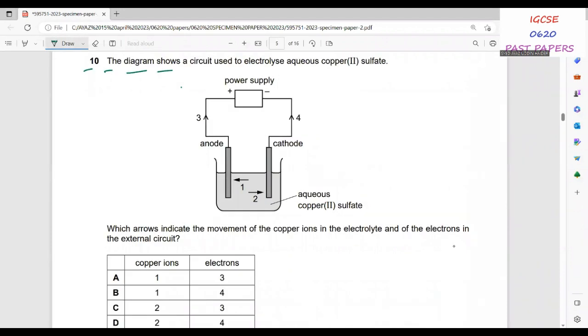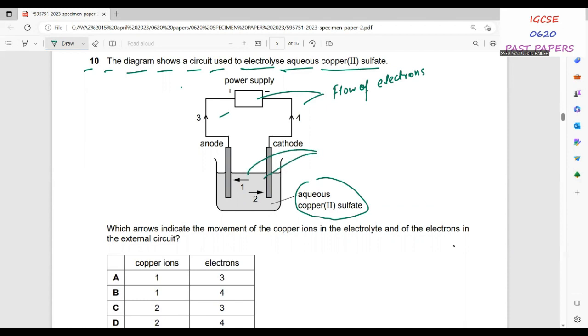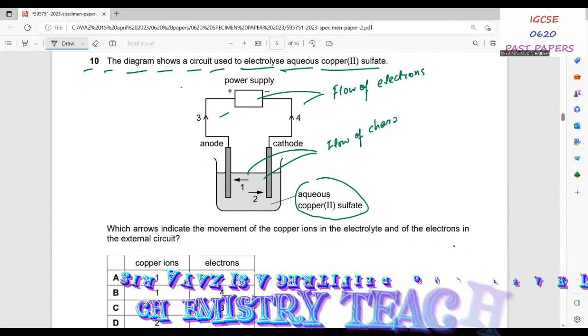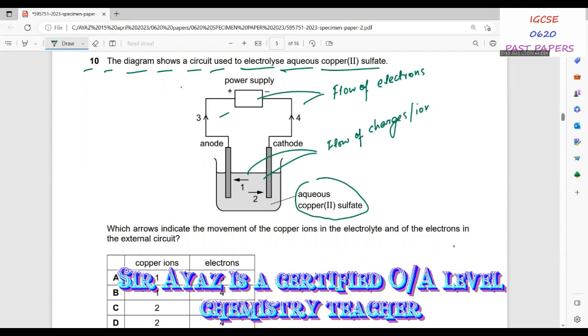Number 10, the diagram shows a circuit used to electrolyze aqueous copper sulfate. This is the electrolytic cell showing the electrolysis of aqueous copper sulfate. You see these numbers are showing either the flow of electrons or the flow of charges. For instance, 3 and 4 are showing the flow of electrons in the wires. 1 and 2 show the flow of charges, that is ions.